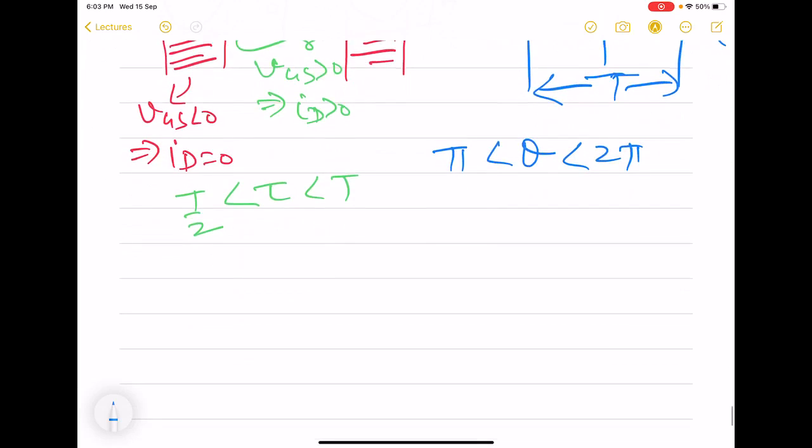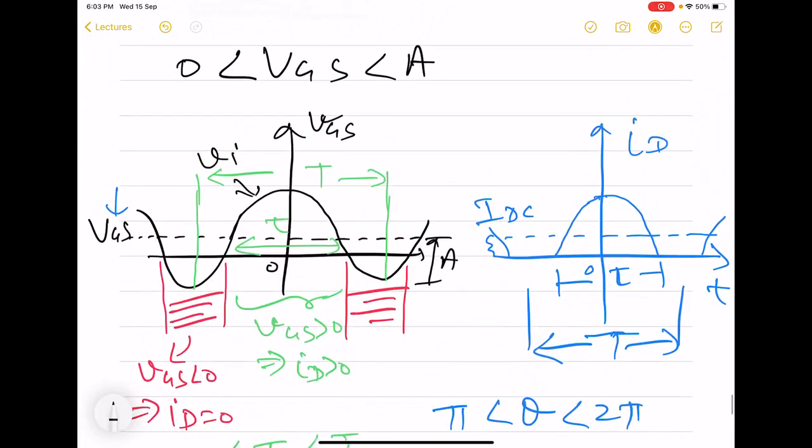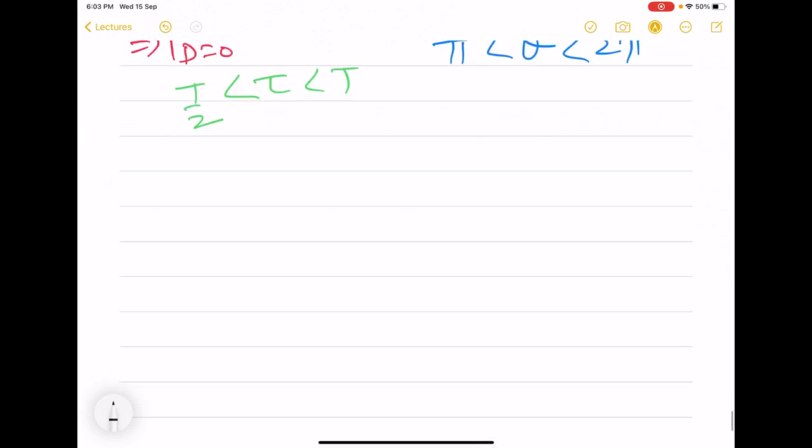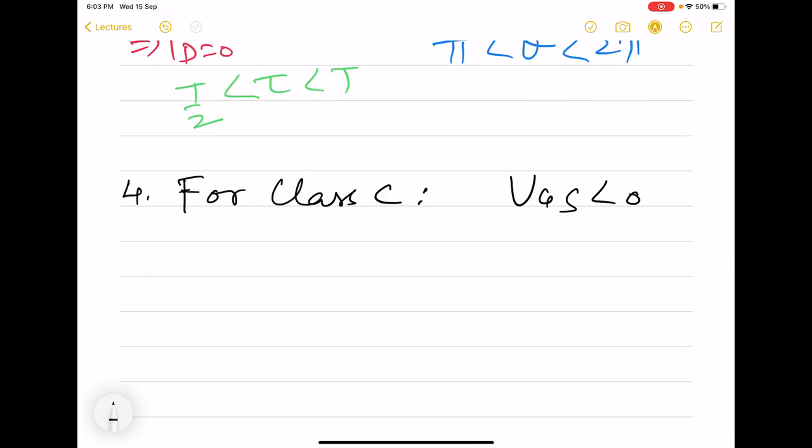Now for class C, what we do is we further reduce the gate to source voltage. Up till now, we have been taking gate to source voltage between 0 and more than the amplitude of the signal. So in this range, we have been varying for these three classes. Now we can make gate to source voltage negative. For class C, gate to source voltage is taken negative.